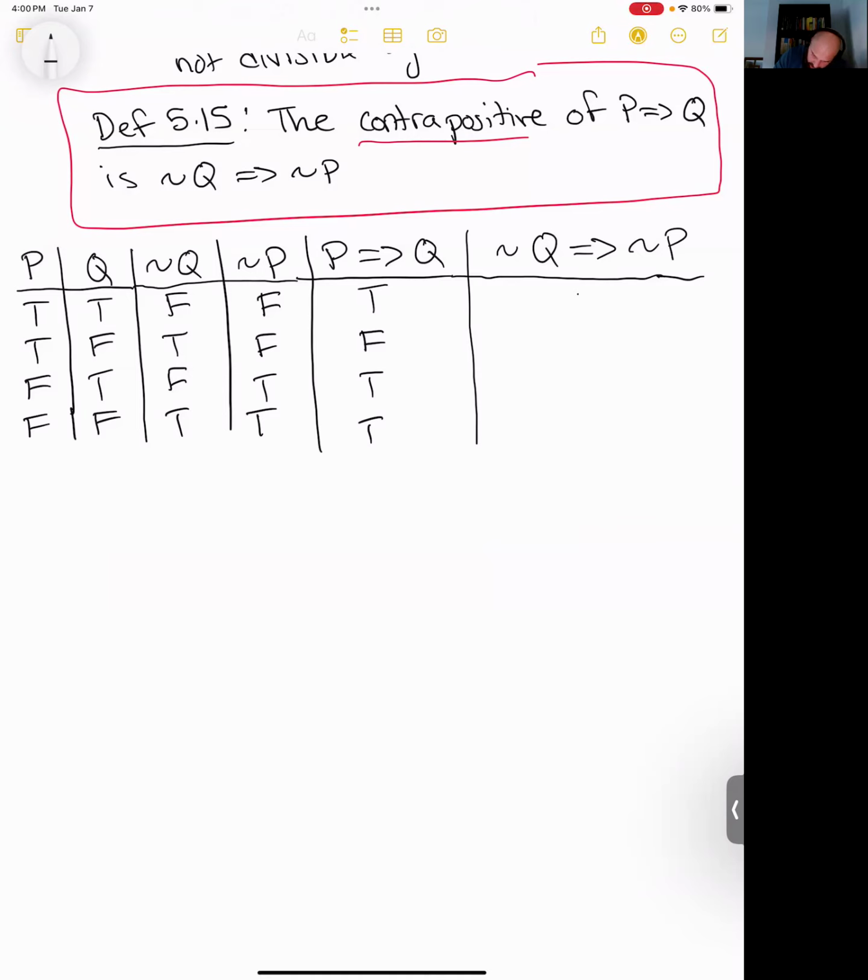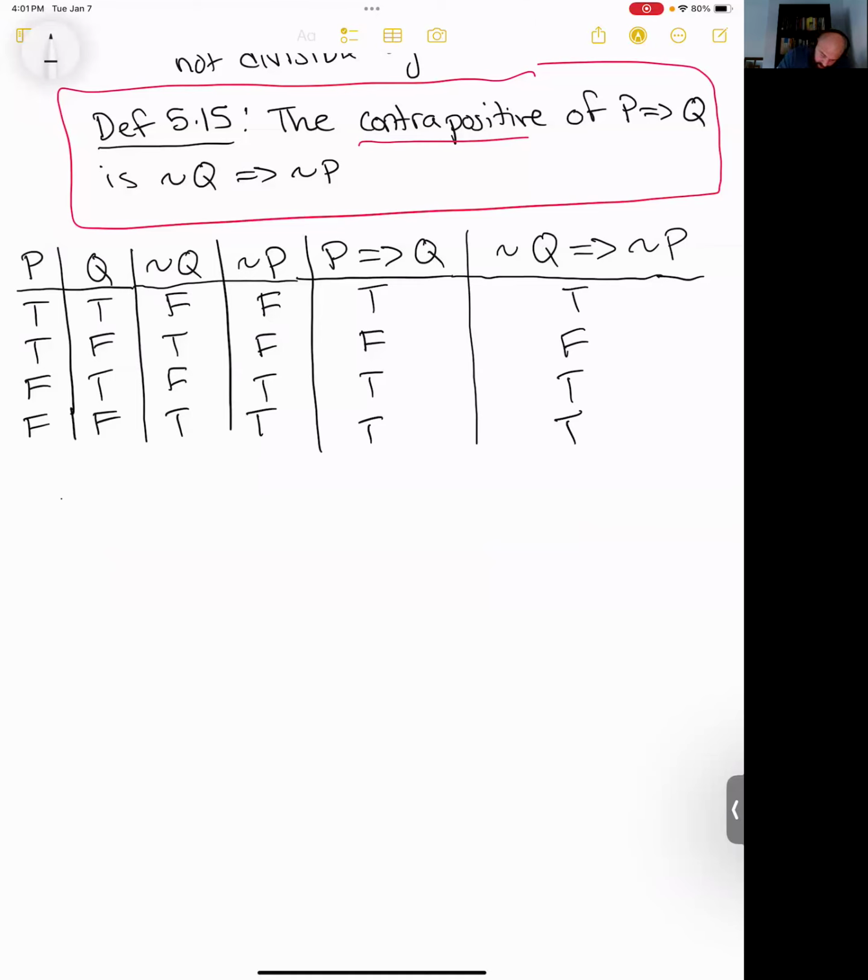Now this last one, not Q implies not P. So we're going to use the third and fourth columns to do this. So false implies false is true. True implies false is false. False implies true is true. And true implies true is true. Okay, so that means that the implication and its contrapositive are logically equivalent.